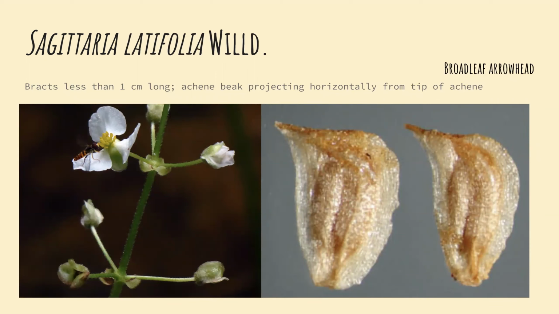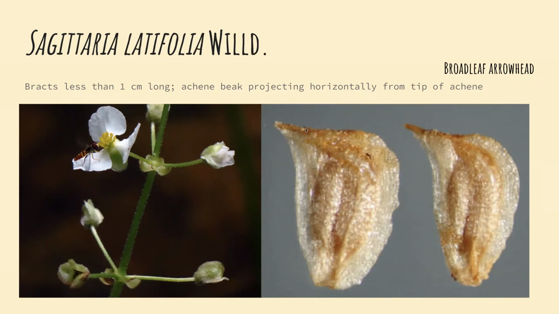One of the more common ones, Sagittaria latifolia, common name the broadleaf arrowhead. This one contrasts with the other two we just saw in having short bracts on the inflorescence. So much shorter here, less than 1 centimeter long, and they were pretty pronounced and longer than that length in the other species. And the achene beaks are off to the sides, but kind of projecting from the tip.